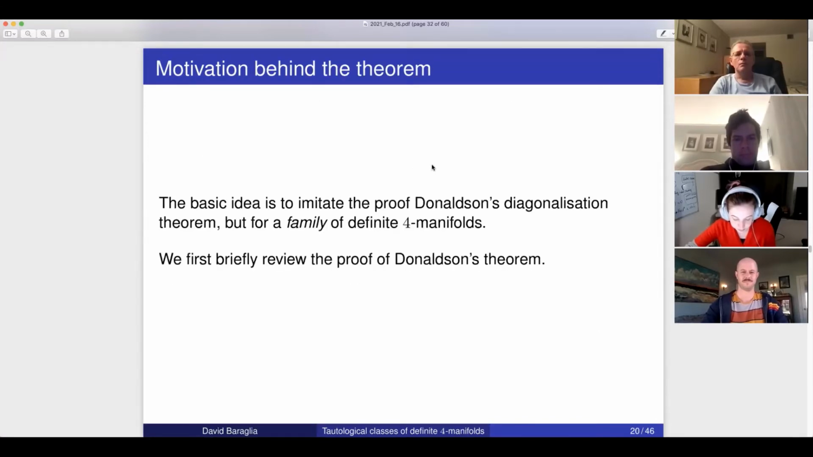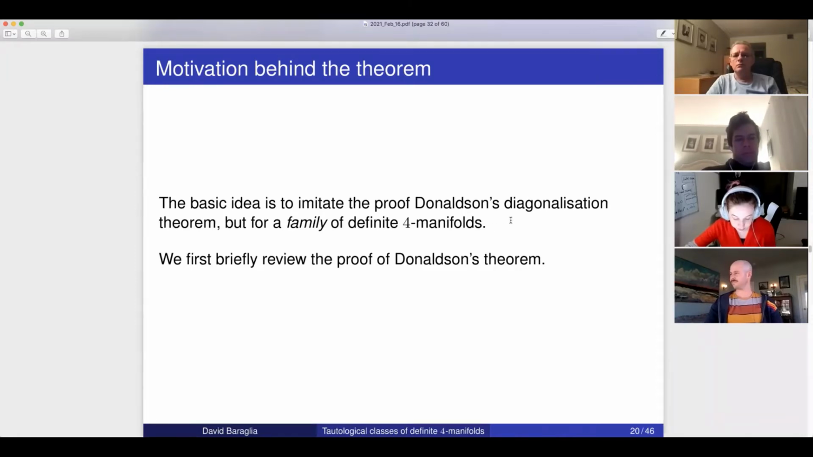All right, so now I'm going to talk a little bit about the proof, or the idea behind the proof. Basically, the idea came from thinking about the proof of Donaldson's diagonalisation theorem, and then what would happen if you did it not for a single four manifold, but if you did it for a family. So, what is the family's analog of Donaldson's theorem?